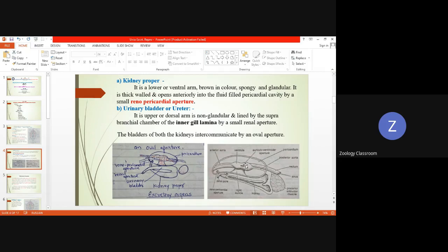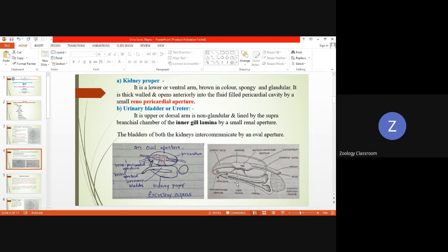This is the diagram in the book, a sketched diagram. See, this is the lower part, the kidney, and this is the upper part, which is the urinary bladder. It is spongy and glandular, thick walled, and opens anteriorly into the fluid-filled pericardial cavity. See, this is the pericardium in which the heart is located, shown in the red dots.